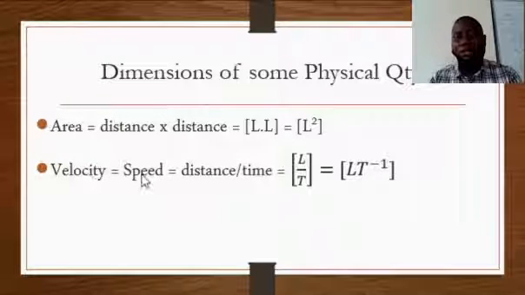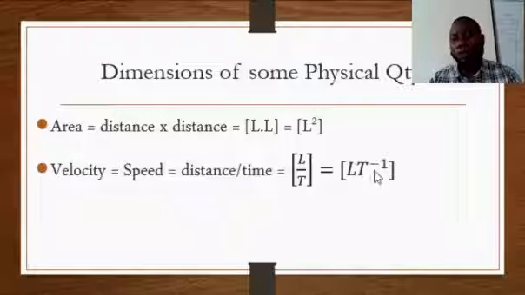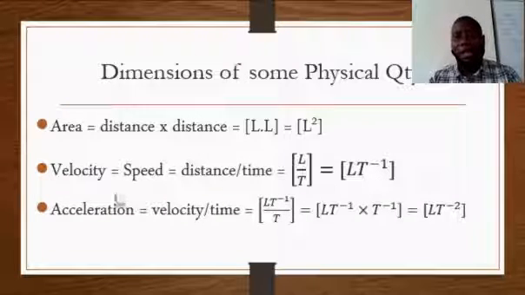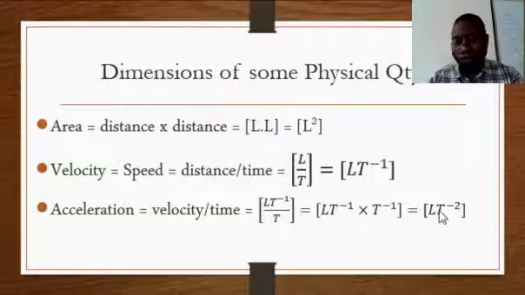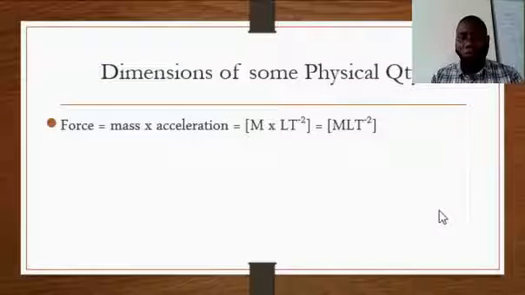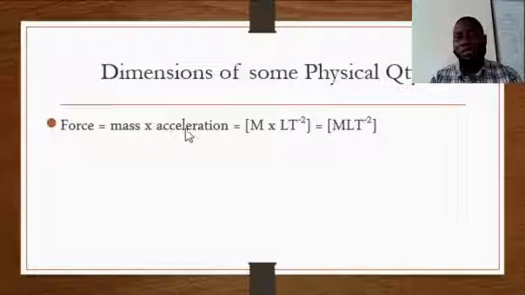Velocity and speed have the same dimension, and the formula is distance over time. That will be [L/T], which is equal to [LT⁻¹], applying indices. Now we have acceleration, which is velocity over time. Dimension of velocity is LT⁻¹ over T. And that will be LT⁻¹ times T⁻¹, and that will be [LT⁻²] using indices.